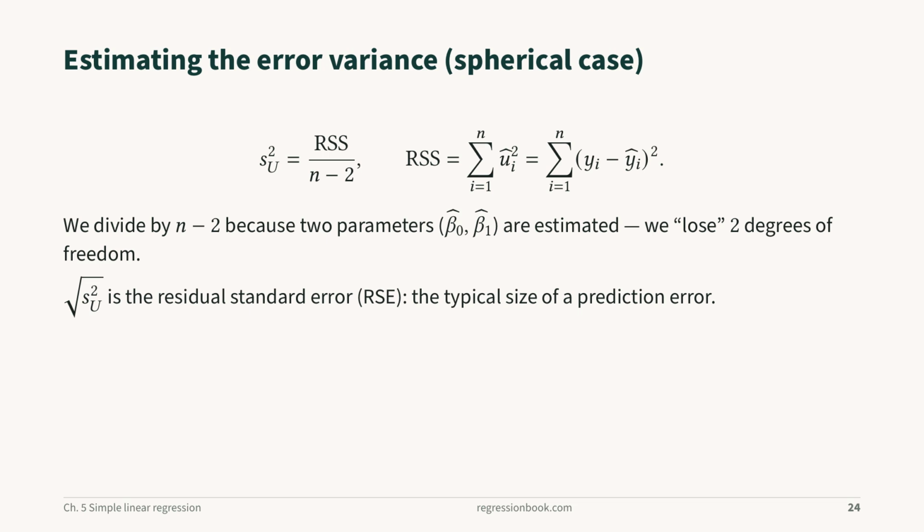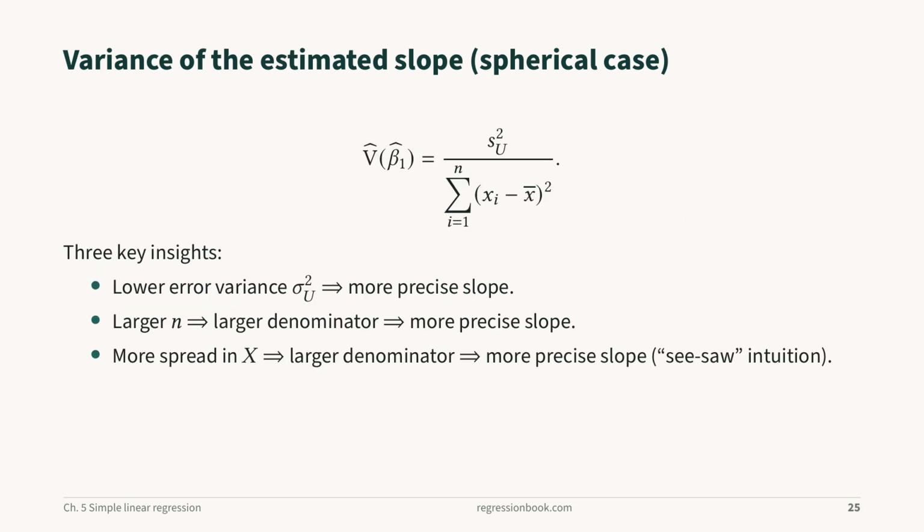To estimate the error variance, divide the residual sum of squares by n minus 2, because 2 parameters were estimated, costing 2 degrees of freedom, the same logic as the n minus 1 of chapter 3. Its square root is the residual standard error, the typical size of a prediction error in the units of the outcome. The variance of the estimated slope under spherical errors is the estimated error variance divided by the sum of squared deviations of x. 3 levers of precision hide in that ratio.